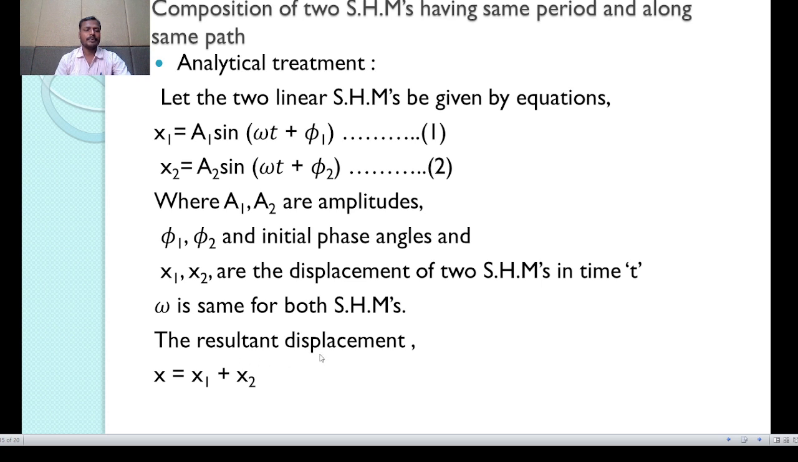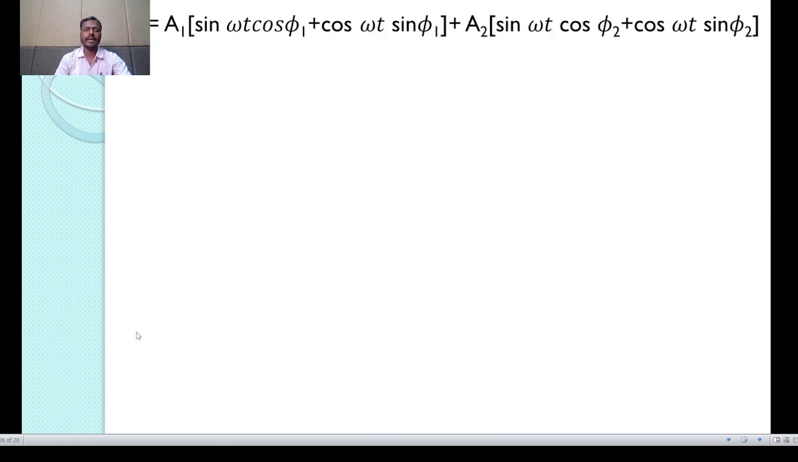Therefore, the resultant displacement by the principle of superposition, we can write x is equal to x1 plus x2. So x is equal to A1 sin(ωt + φ1) plus A2 sin(ωt + φ2). We know that sin(a + b) is equal to sin a cos b plus cos a sin b. Using this equation, we can write x is equal to A1 in bracket sin ωt cos φ1 plus cos ωt sin φ1, plus A2 in bracket sin ωt cos φ2 plus cos ωt sin φ2.